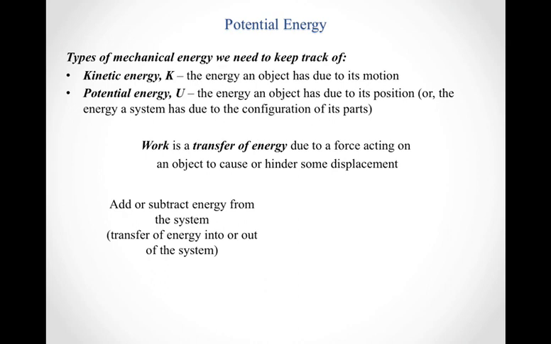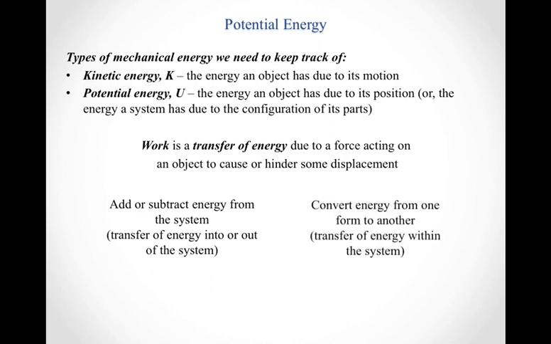So the first type is work that goes to add or subtract energy from the system. So this is a transfer of energy either into the system, increasing the energy, or out of the system, decreasing the energy. The other type of work that we can have is work that's done to convert energy from one form to another. So in this type of work, the energy transfer is within the system, which means the total energy of our system doesn't change. Instead, it's transferred from one of these forms, say kinetic energy, to another, potential, or go the other way around and convert it from potential to kinetic.